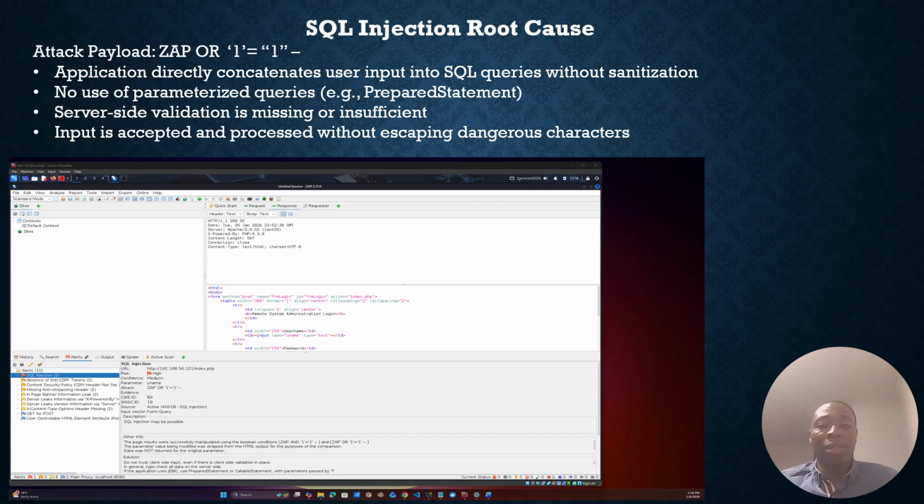To remediate, the application must adopt secure coding practices such as using prepared statements, validating input server-side, and escaping special characters. This finding reinforced the importance of secure development lifecycle practices and proactive vulnerability scanning.